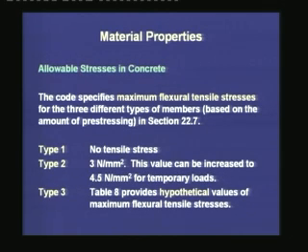Now, the code also specifies some maximum flexural tensile stresses. This is specified for the three different types of members that we had learned earlier. The type 1 member is the one where no tensile stress is allowed under service loads. Type 2 is a member where tensile stress is allowed, but it is limited to 3 Newton per millimeter square. This allowable stress can be increased to 4.5 Newton per millimeter square for temporary loads. For type 3 members, these members are also subjected to cracking under service loads, but the code specifies some hypothetical values of maximum flexural tensile stresses.